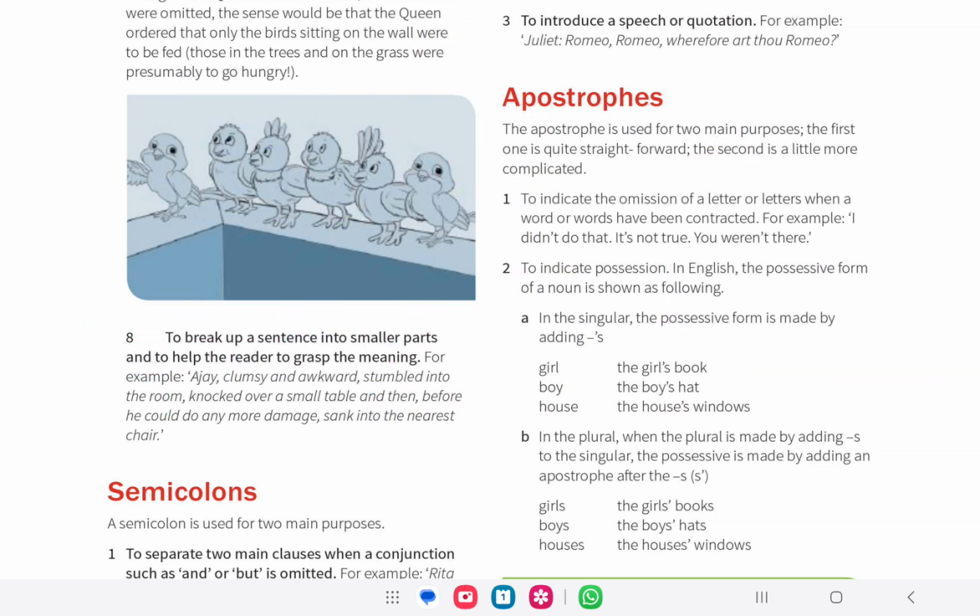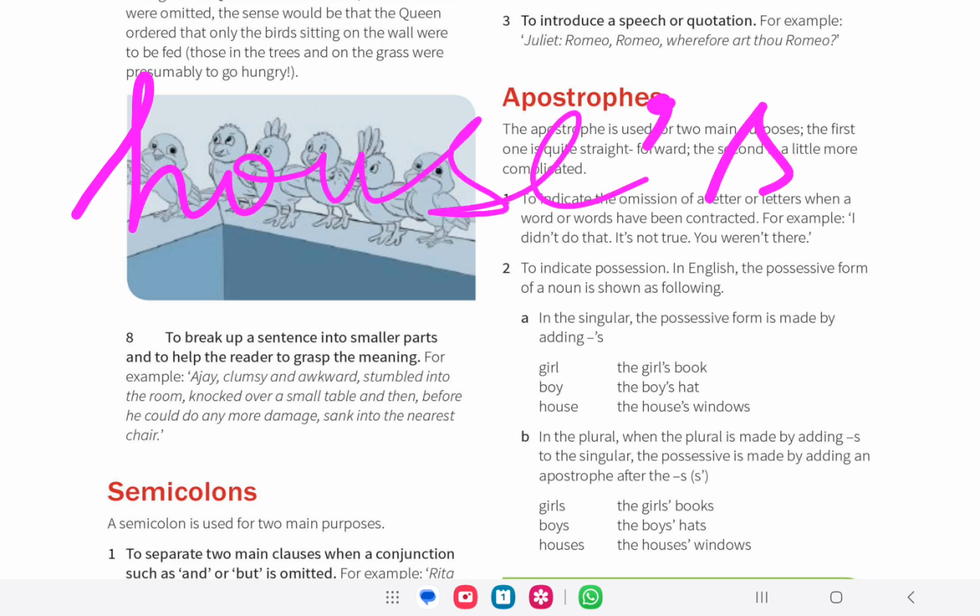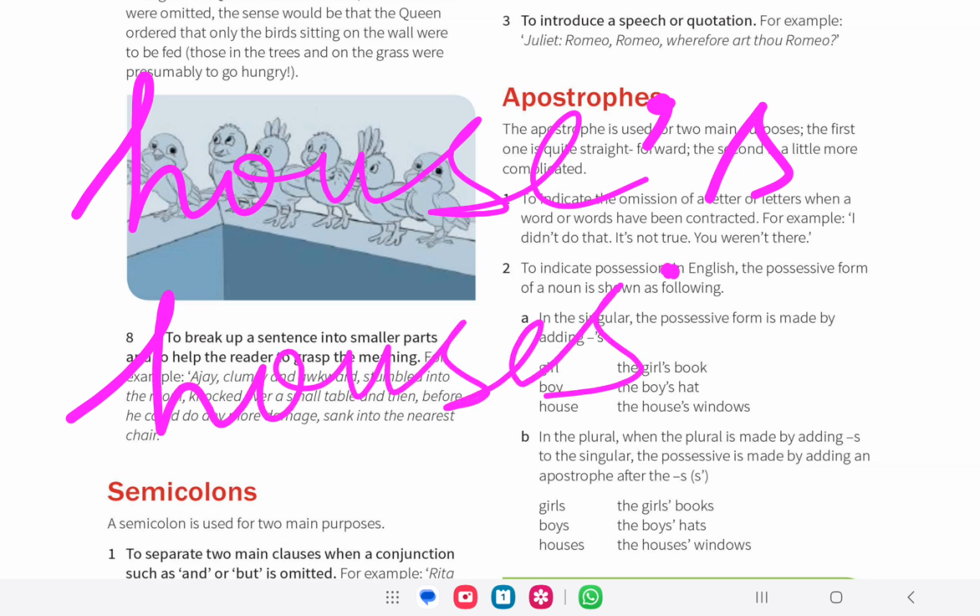Then look at this house, the house's windows, the house's window. If that is singular, that is house's windows. If that is plural, this is going to be houses' windows. So that is the difference you have to keep in your mind, that whenever you are talking about a singular and you want to show possession, that something belongs to something or someone, you will add apostrophe s in case of a singular noun, and you are going to add s and after that apostrophe in case of a plural noun. But remember, there is another catch here.